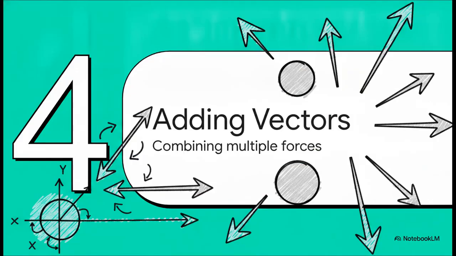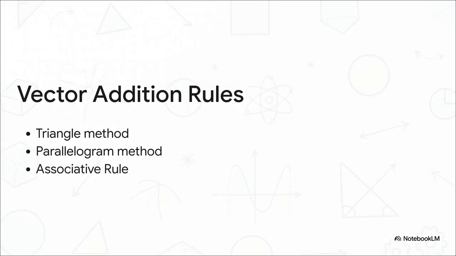All right, Section 4, Adding Vectors Together. When you're adding vectors, you can't just mash raw numbers together if they point in different directions. You actually have to follow geometric rules. Using the triangle method, you draw the first vector and then connect the tail of the second vector to the head of the first. Or you can use the parallelogram method, where both tails start at the exact same origin point. Oh, and keep the associative rule in mind. No matter what order you add these vectors in, your final destination is going to be exactly the same.